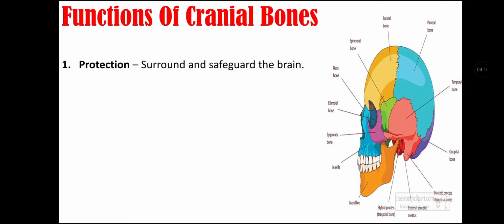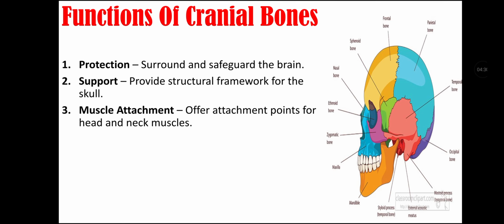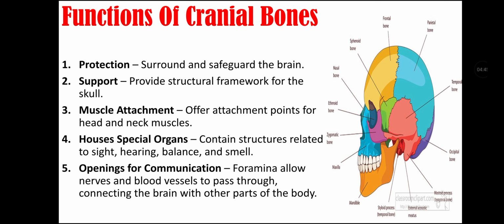Functions of cranial bone include: first function is protection, as cranial bones surround and safeguard the brain. Second function is support, as cranial bones provide structural framework for the skull. Third function is muscle attachment, as they offer attachment points for the muscles of head and muscles of neck. Fourth function is it houses special organs, as they contain structures related to the sight, hearing, balance and smell. Fifth function is opening for communication, as there are foramina that allow nerves and blood vessels to pass through, connecting the brain with the other parts of the body.